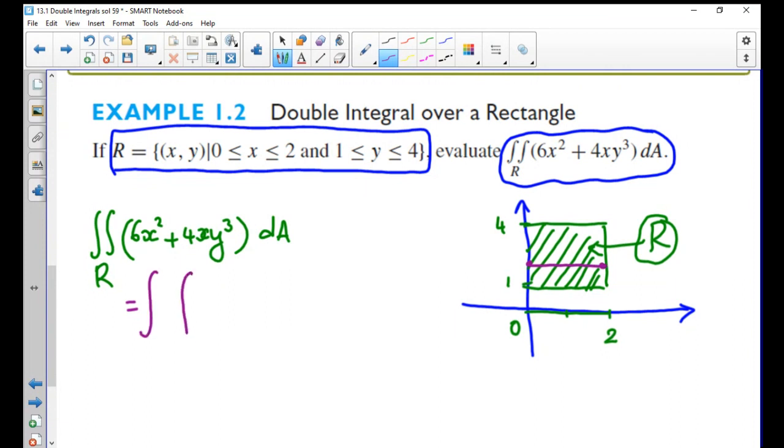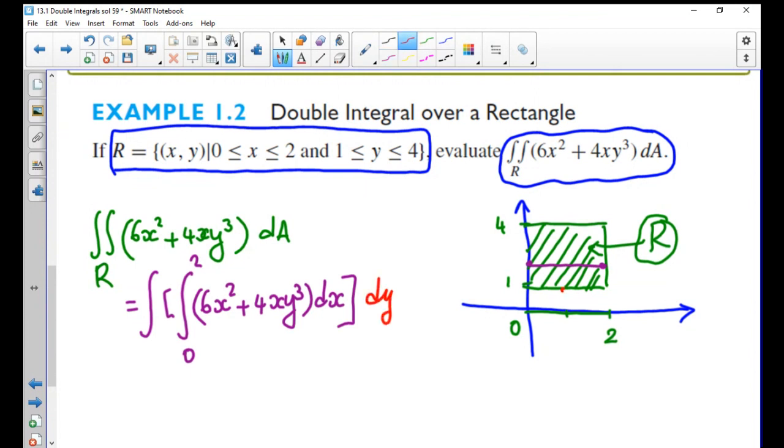So I'm going to split this integral into two integrals. First with respect to x from 0 to 2. So I will integrate my function 6x squared plus 4xy cubed. First I will integrate with respect to x, and then I will integrate the answer with respect to y, dy after that. And y, you can see, will go from 1 to 4. Yes, like this.